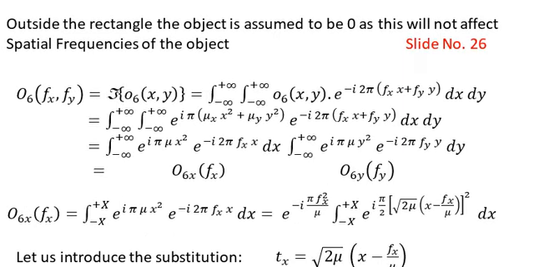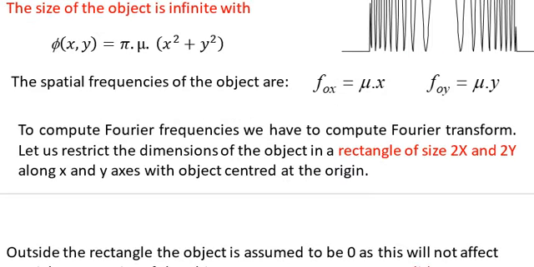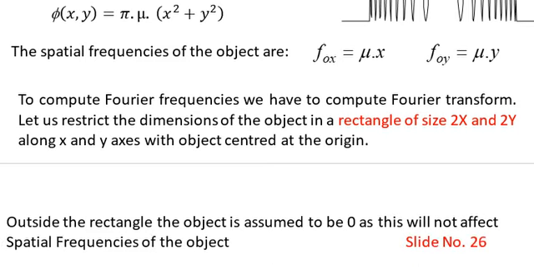Okay, now we have to calculate the Fourier transform. Outside the rectangle, the object is assumed to be 0, as this will not affect the spatial frequencies of the object. So we have calculated these spatial frequencies, f0x and f0y, and if we limit that object in a rectangle of size 2X and 2Y, this data will not be changed.